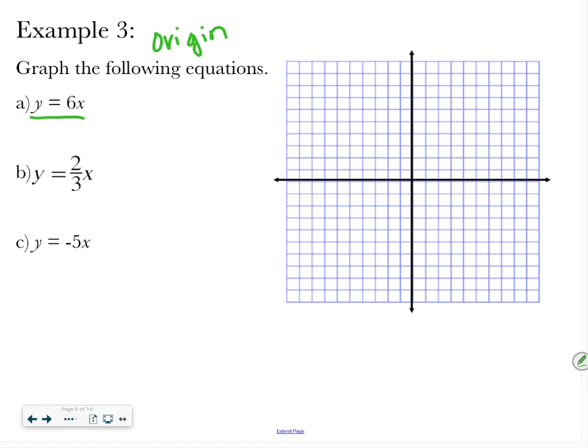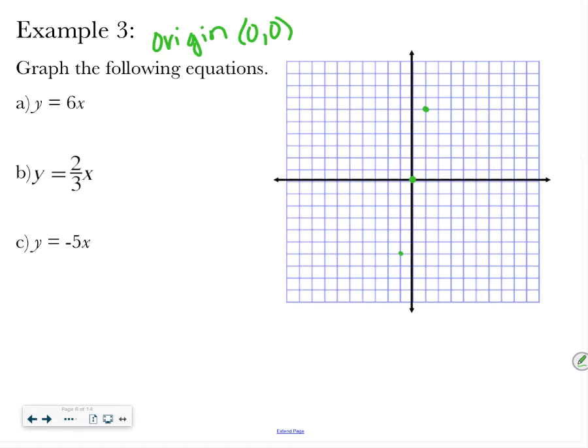If we plug 0 in for x, 6 times 0, does that equal 0? Yes. So you're always going to have the origin in a direct variation equation. So I'm going to start by plotting (0, 0). Then if I plug 1 in for x, 6 times 1 is 6, so I can go up 6 after going to the right one. And if I were to plug in a negative 1, I could go left 1, and then that would be down 6. So 1, 2, 3, 4, 5, 6.